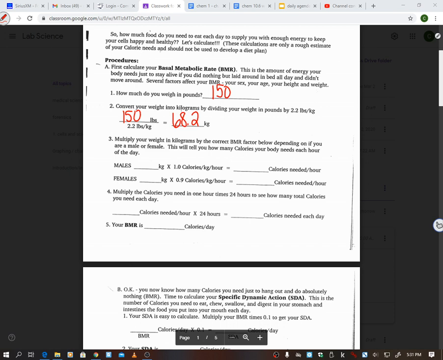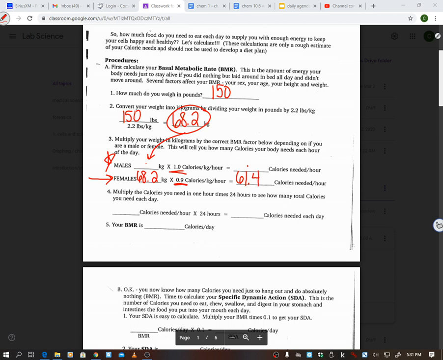All right, so number 3, since I'm a female, I'm going to do this. If you're a male, you would do that top part. So I'm going to put my 68.2 kilos in there. If you're a male, you're going to put this number right there. Now for a female, I'm going to multiply mine by 0.9. If you're a male, it's real easy. It's multiplied by 1. So this and this are going to be the same. But for me, this ends up being 61.4.